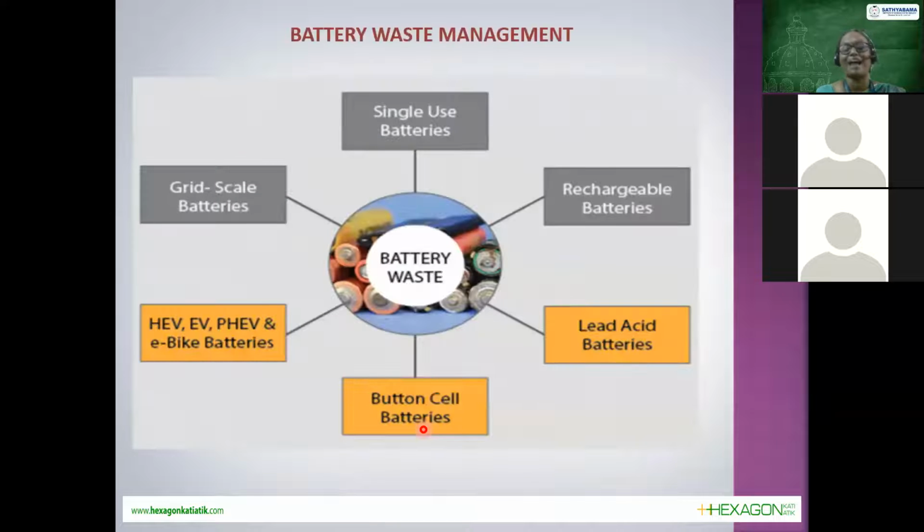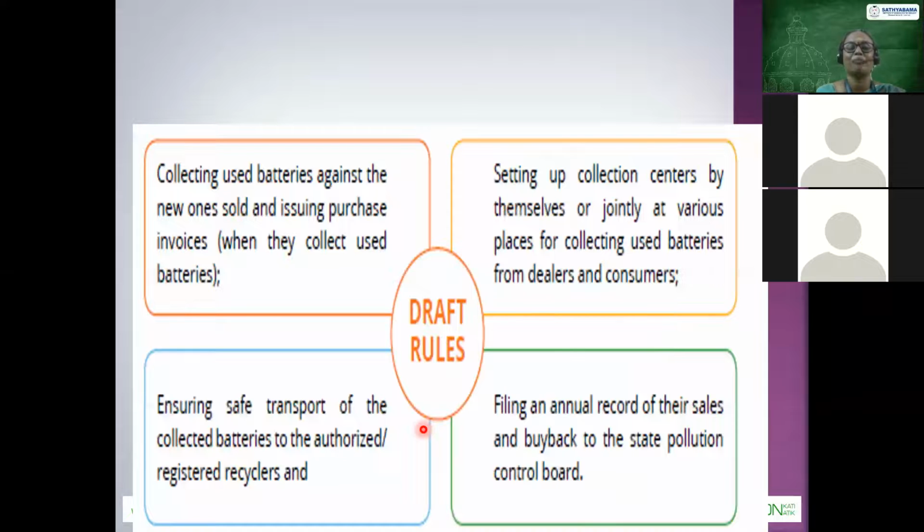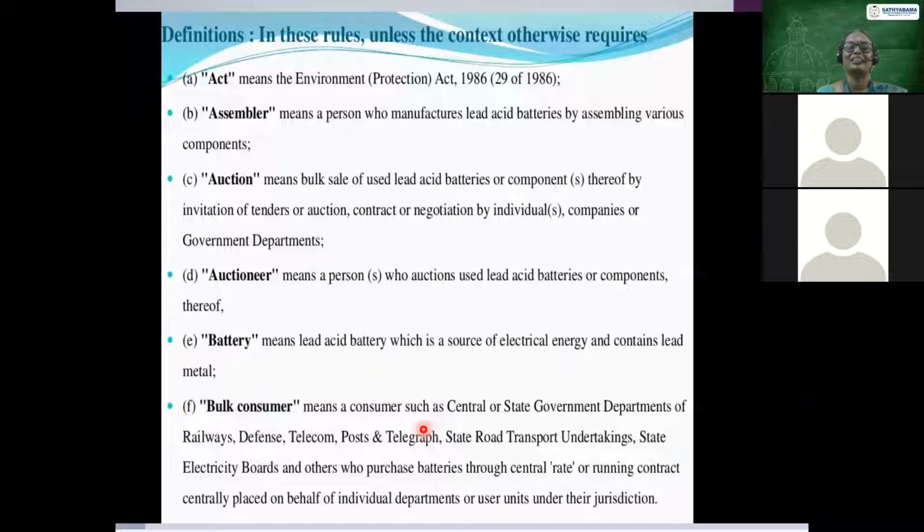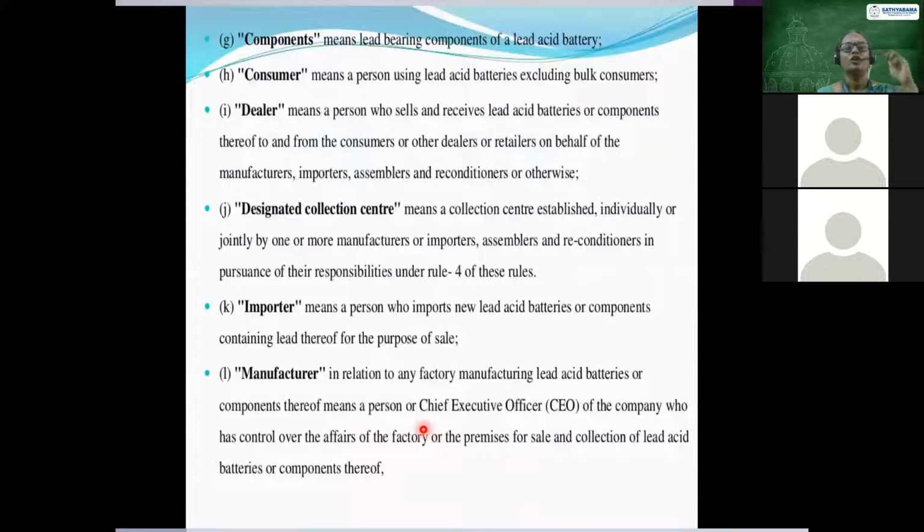You just see the battery waste, another important one, electric vehicle. These are some of the rules they are forming. All rechargeable batteries, kindly buy them, because you won't throw them away. All alkaline disposable batteries, even those in cameras, remote controls, radios, handheld games, MP3 players, for that there are several rules. It's not only for batteries, it is formed for PV also. Who is the assembler, actioner, bulk consumer, they will identify that. Components, who are the consumers, dealers, input.